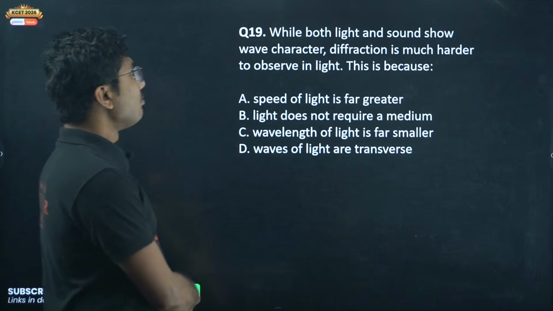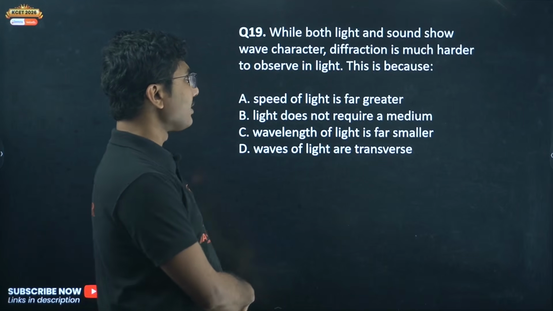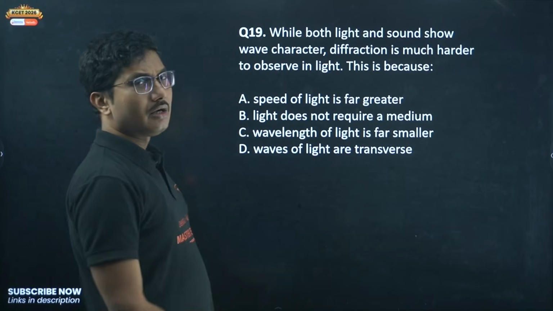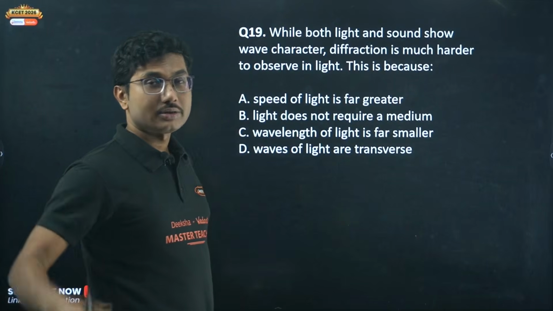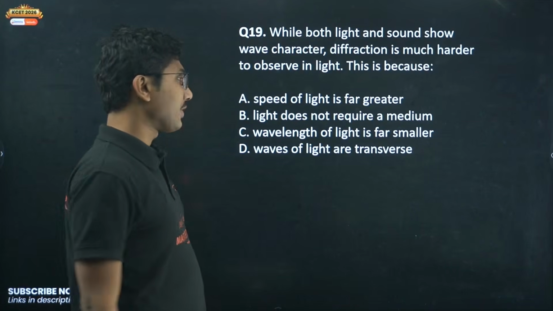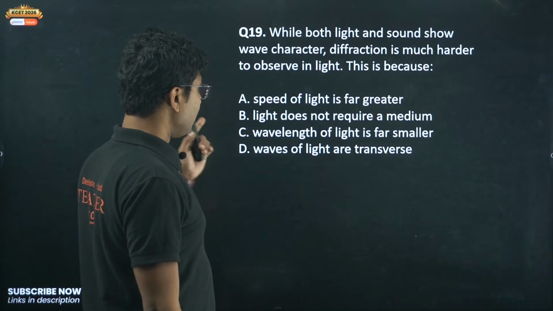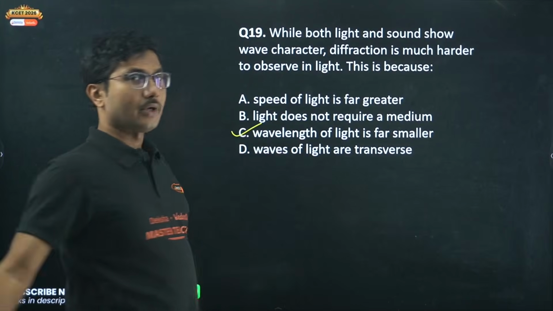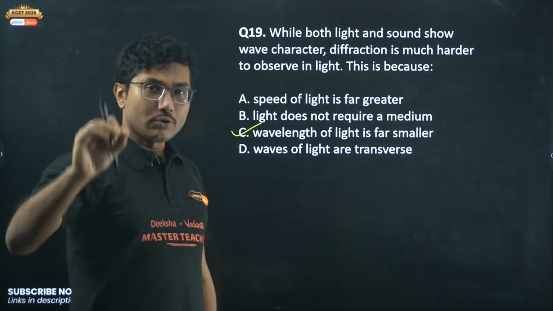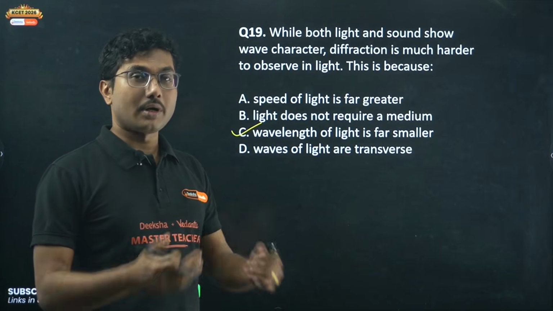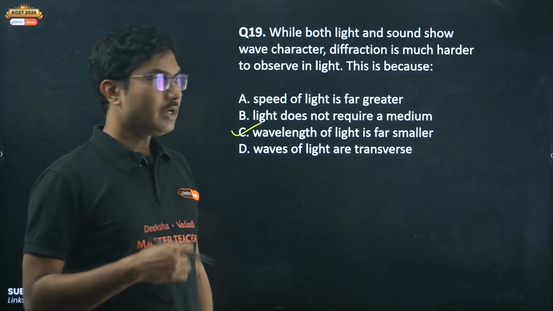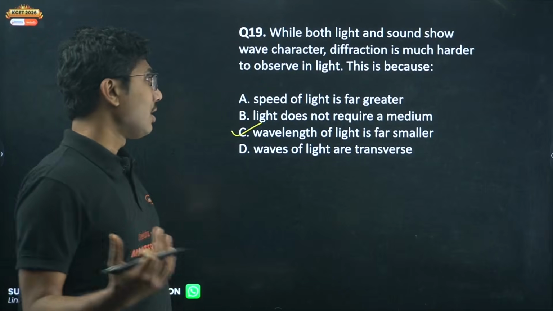Next, while both light and sound show wave character, diffraction is much harder to observe in light. This is because the light wavelength is smaller, sound wavelength is larger, so it is difficult for us to observe diffraction in light. The wavelength of light is far smaller compared to other waves. That's why diffraction is very less common in light. In day-to-day life, if you set up proper equipment, then definitely you can observe it, but otherwise normally it is not observable because light wavelength is far smaller.